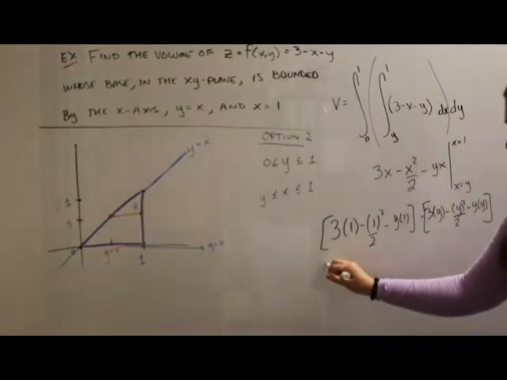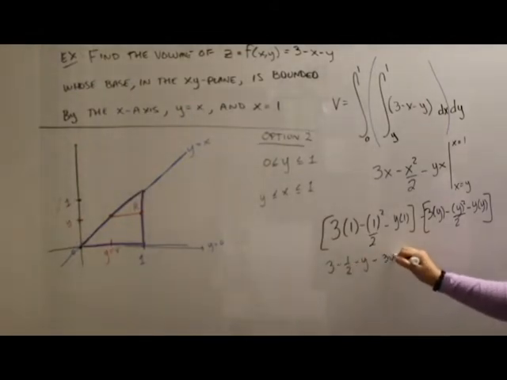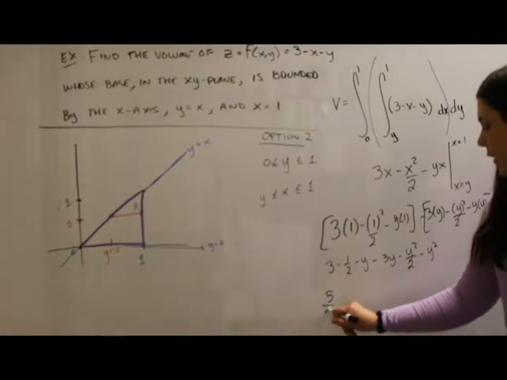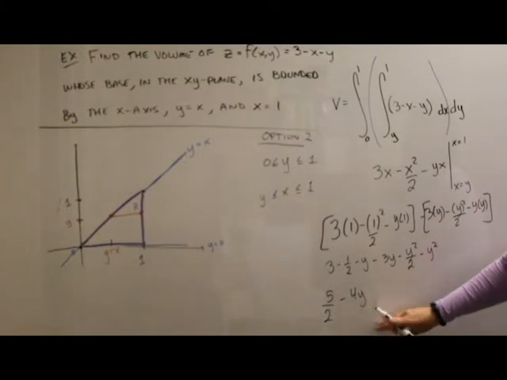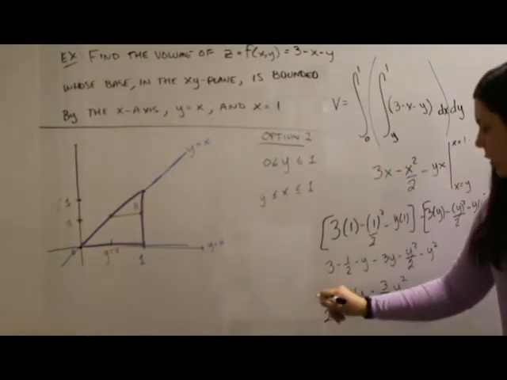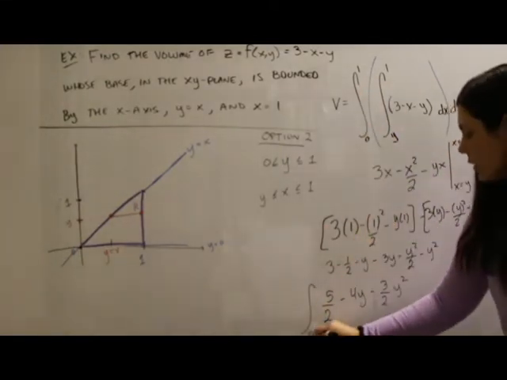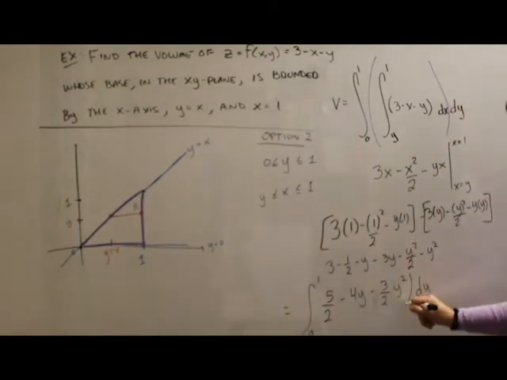So let's simplify this a little bit. We have 3 minus a half minus y minus 3y minus y squared over 2 minus y squared. We end up with 5 halves minus 4y minus 3 halves y squared. Okay? And that's what we integrate next, with respect to y. Let me make this a little bit more clear. This is our integrand now.